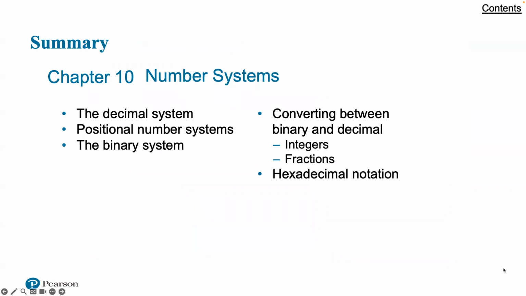So this is a relatively short chapter. We had a chance to see the decimal system. We got some insight into positional number systems as we start to break down the tenths digit, the hundredths digit, and then for fractions, the 10th digit, the 100th digit, and so forth. We got a chance to be introduced to the binary system, and then we looked at converting between binary and decimal, both in terms of integers and fractions, and then we got into hexadecimal notation.